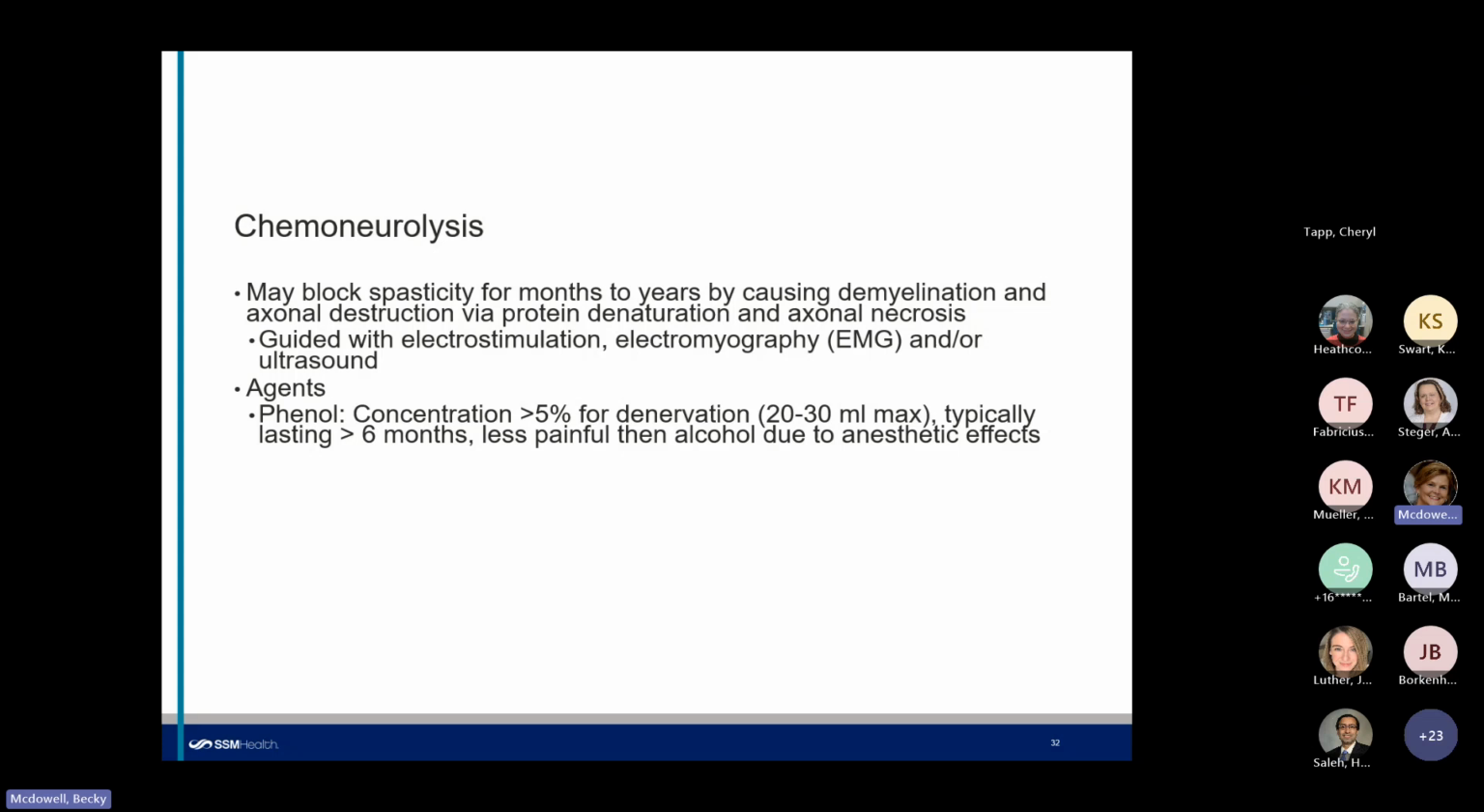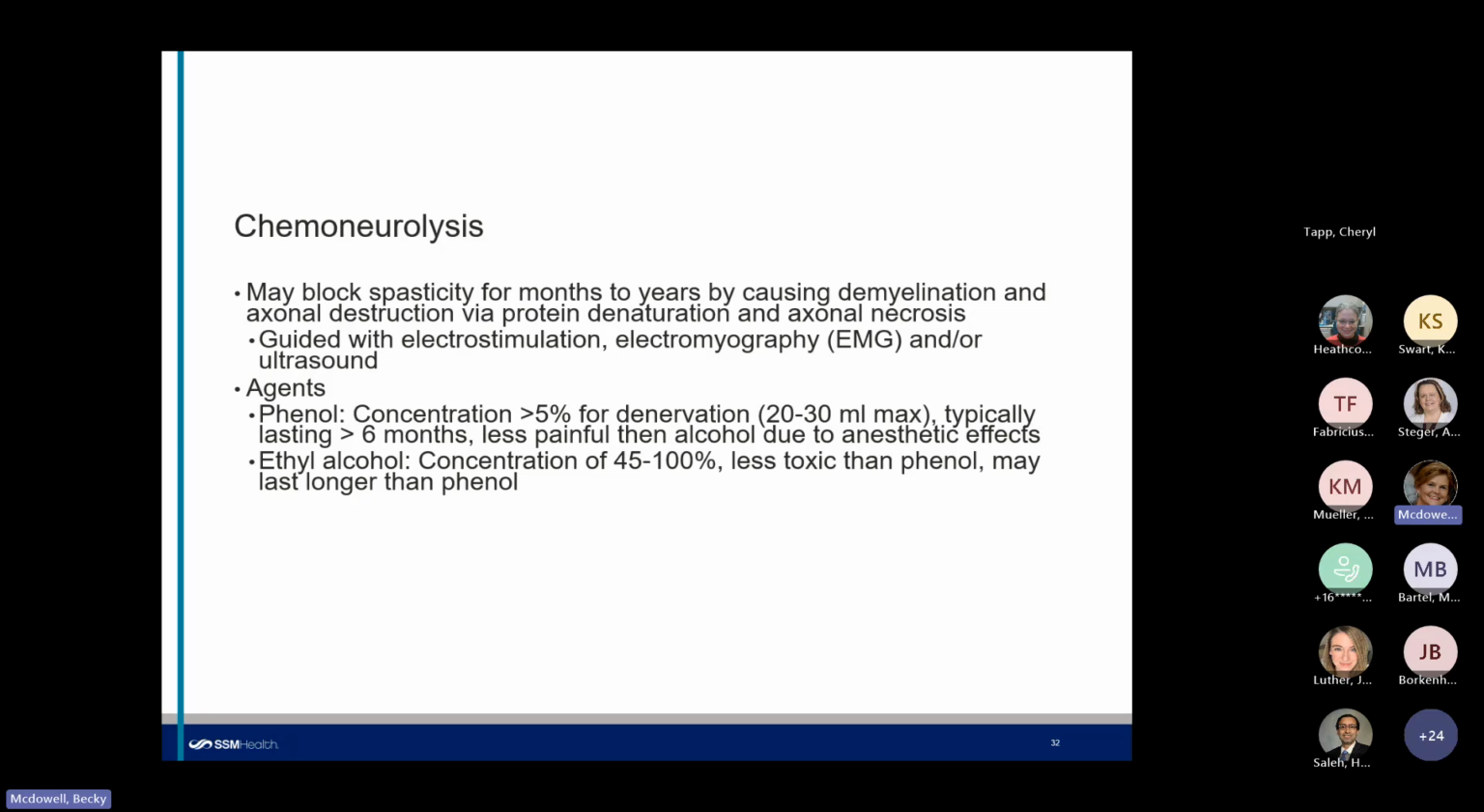A couple agents that we use for this are phenol in concentrations of 5% or greater in order to cause denervation. You can use up to 20 to 30 milliliters max, as doses higher than that cause more systemic effects and can be detrimental to the patient. Typically, phenol injections last 6 months. They are less painful than alcohol because they have an anesthetic effect.